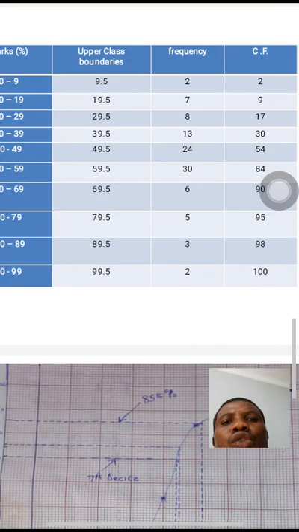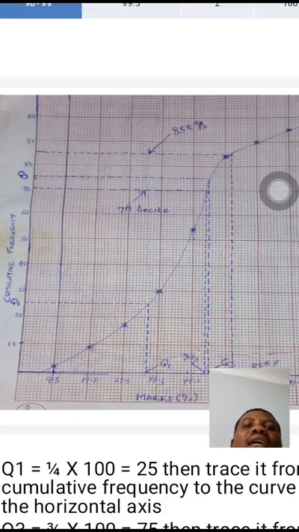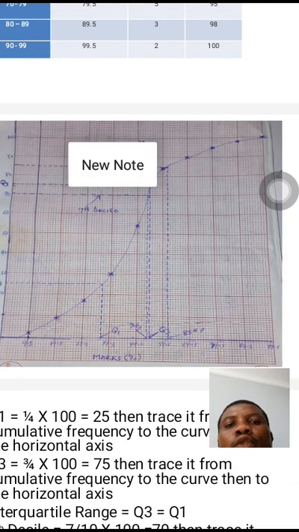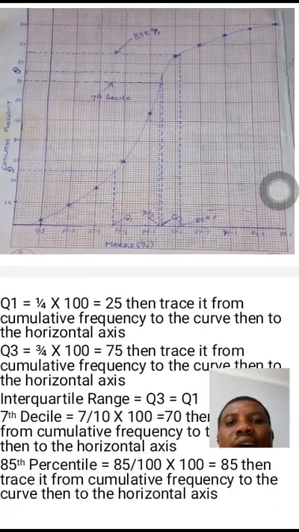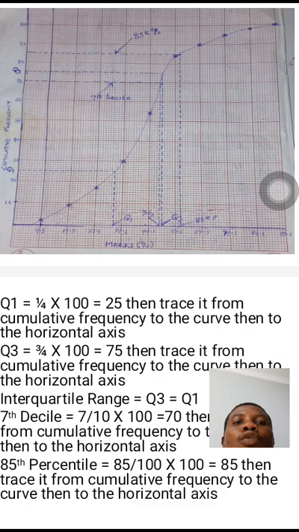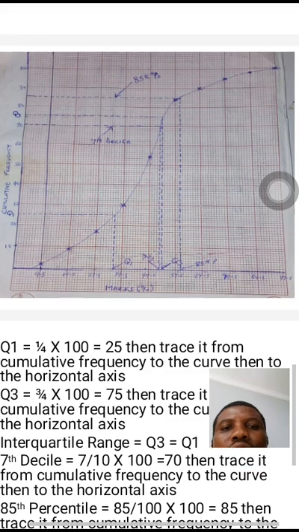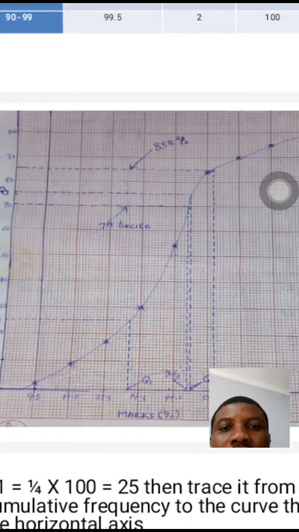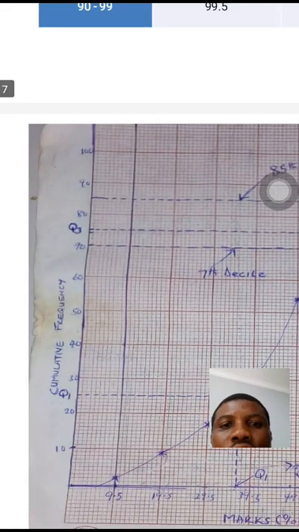Now we use this table to draw the graph. Very simple. The vertical line stands for our cumulative frequency, and the horizontal line stands for the upper class boundary. So you now plot the cumulative frequency against the upper class boundary. Now, from this graph, the total frequency here is 100. As you can see, the total frequency is 100.